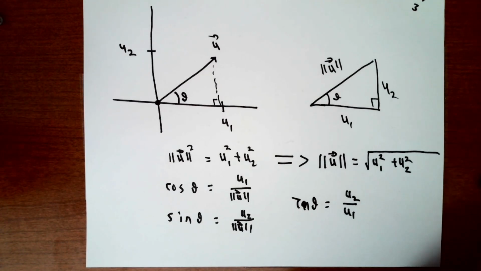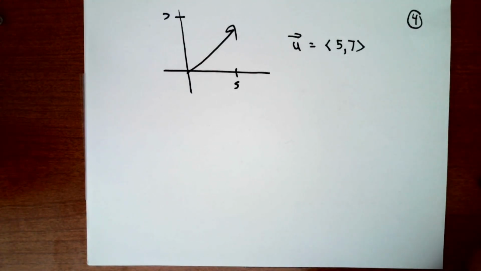Depending on which quadrant the vector points into, we can use an inverse trig function to figure out the actual value of theta itself. For example, if vector u has first component 5 and second component 7, I can use the preceding results to immediately state what the length of the vector is, what cosine theta, sine theta, and tangent of theta are, and then we can investigate obtaining the actual angle.